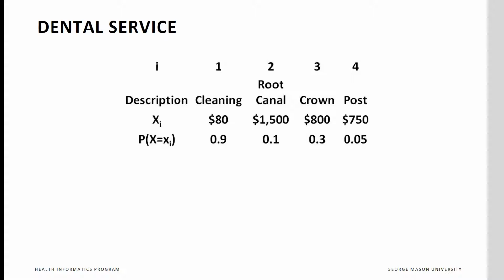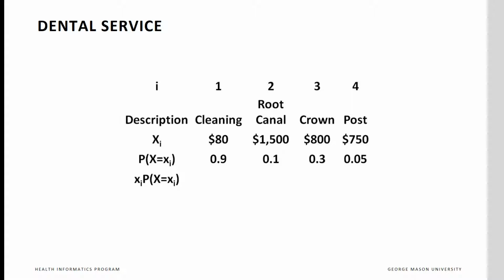Note that the probabilities of these events do not add up to 1, as some of these events may occur together, so one might have cleaning and a crown. The expected value can be calculated by summing the product of the value of the events times its probability.